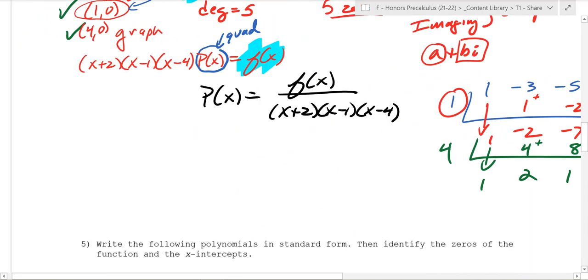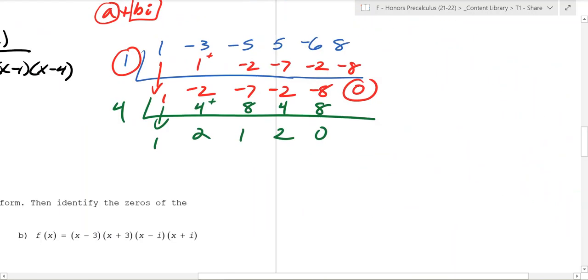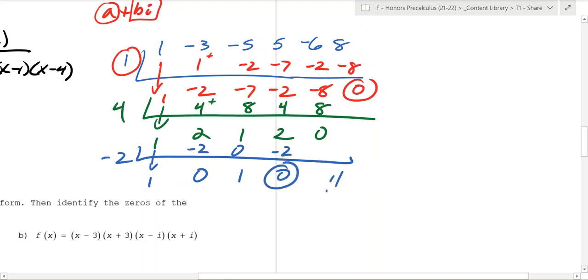And then you're going to do the last one, which is going to be using the -2. We'll do that in blue. So -2, you do it again on these. You drop this down, you get 1, -2, 0, 0. We ended up with 0, which is very good.